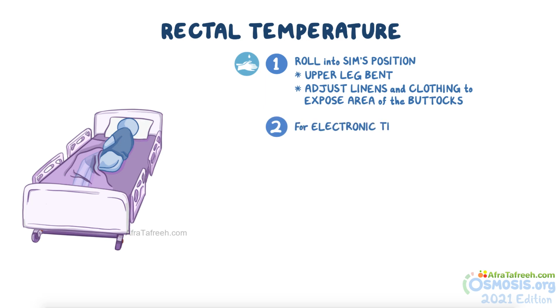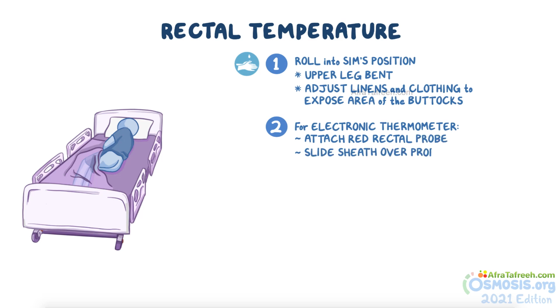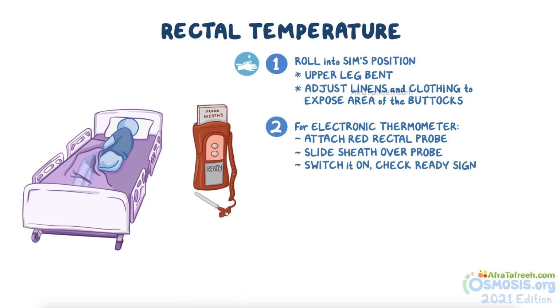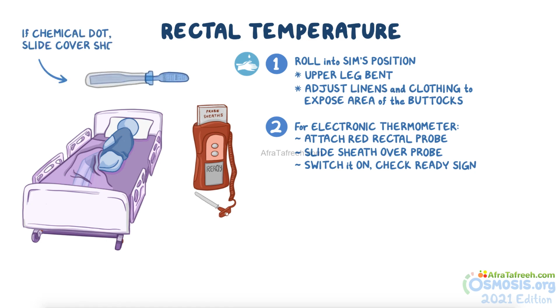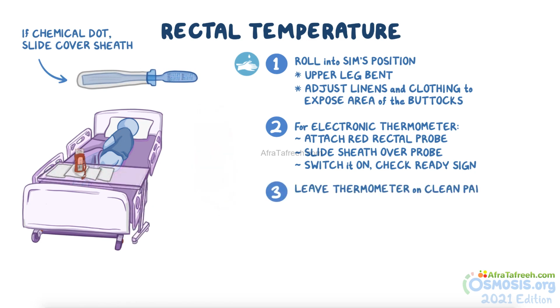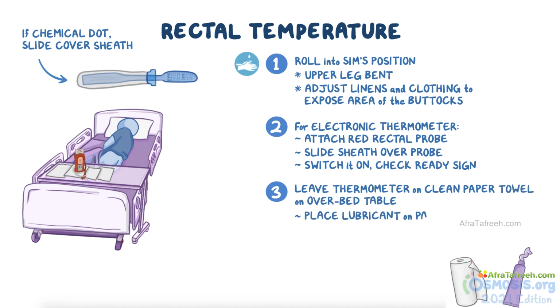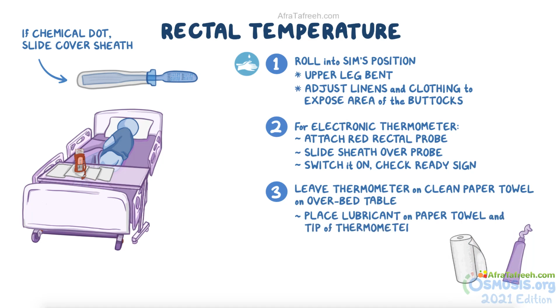Then, for the electronic thermometer, attach the red rectal probe stem to the thermometer, slide the sheath over the probe, switch it on, and check for a ready sign on the screen. If it's a chemical dot thermometer, simply slide the cover sheath. Next, leave the thermometer on a clean paper towel on the overbed table. Place some of the lubricant on the paper towel and then apply plenty of it on the tip of the thermometer to help it get inserted more smoothly.